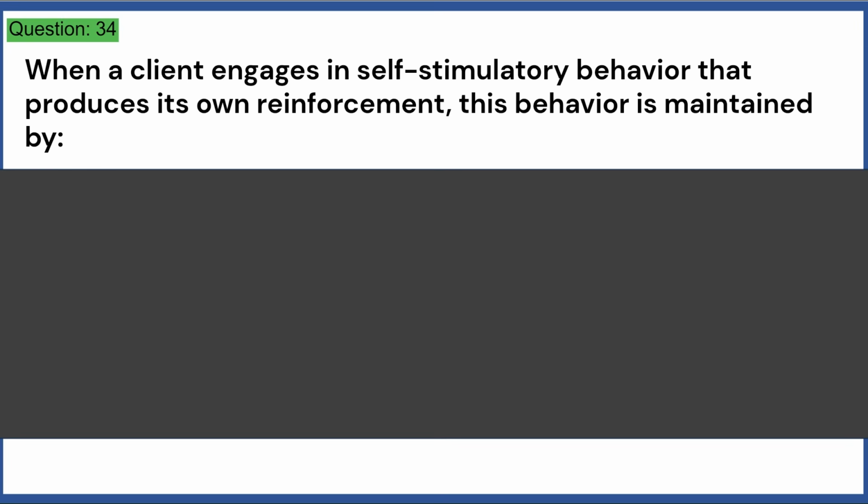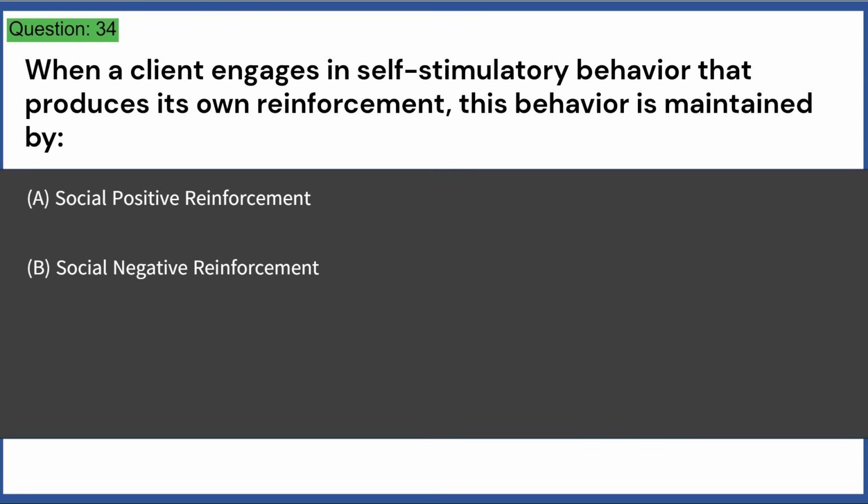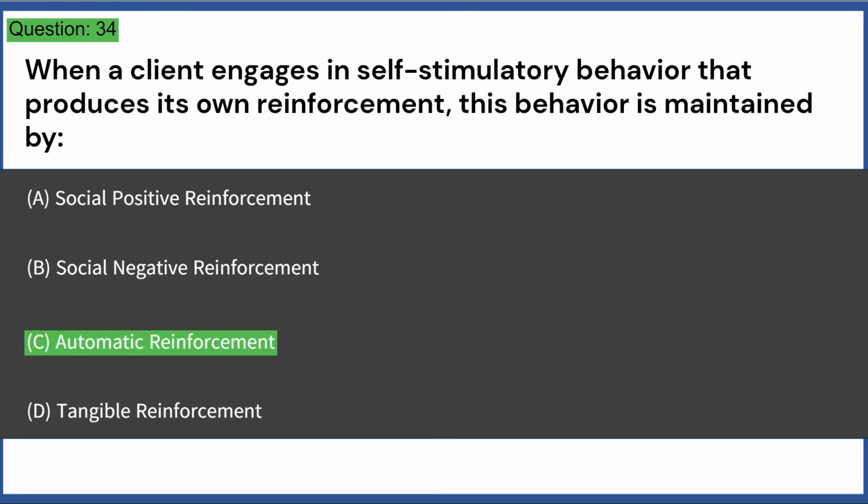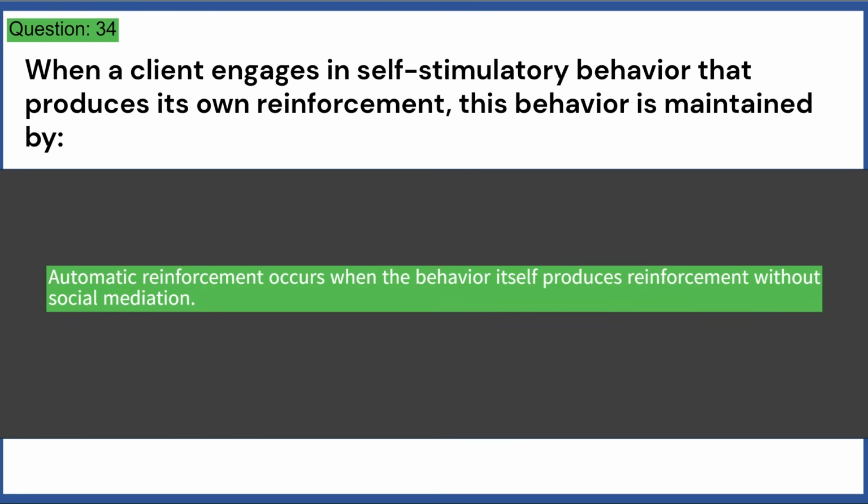When a client engages in self-stimulatory behavior that produces its own reinforcement, this behavior is maintained by: A. Social positive reinforcement. B. Social negative reinforcement. C. Automatic reinforcement. D. Tangible reinforcement. Answer: C. Automatic reinforcement occurs when the behavior itself produces reinforcement without social mediation.